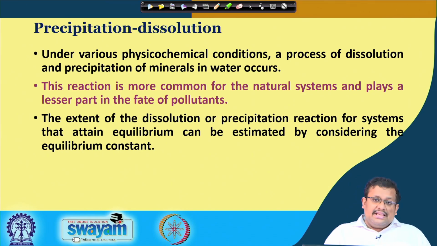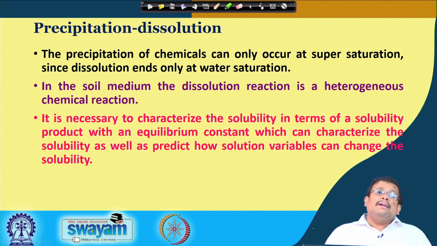So, we have already seen what the equilibrium constant is. Now, remember that the precipitation of a chemical can only occur at supersaturation, since dissolution ends only at water saturation. So, only when there is supersaturation will there be precipitation. Now, in the soil medium, the dissolution reaction is a heterogeneous chemical reaction. So, it is necessary to characterize the solubility in terms of a solubility product with an equilibrium constant, which can characterize the solubility as well as predict how solution variables can change the solubility. So, that is why there is a solubility product.